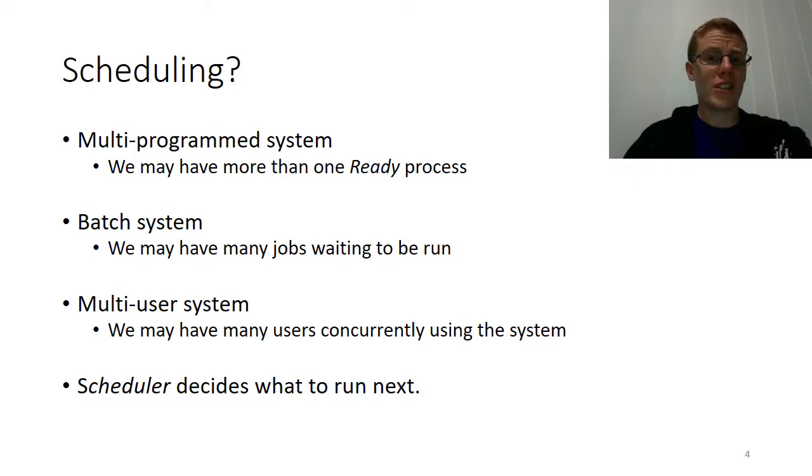We might have a batch system where multiple jobs are being submitted to get done, and we have to decide which job to run and when. We might have a multiple user system, and if we've got multiple users all trying to use the same limited system, we have to decide which user gets access next. A scheduler is the thing, typically the program, which decides what to run next. And when we talk about the decisions for what to run next, we call that scheduling.